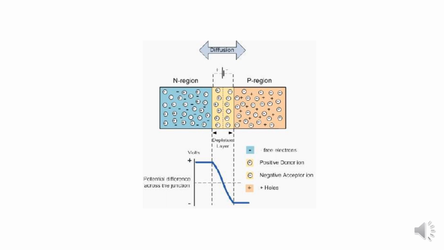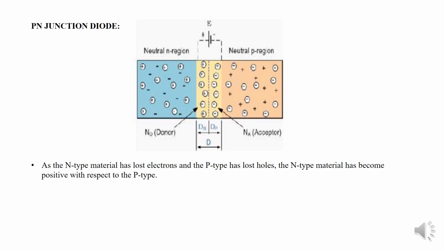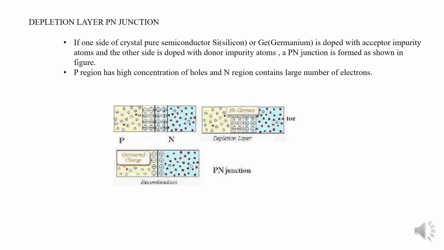The depletion layer has a total width, with a distance dp on the positive side and a distance dn on the negative side. The relationship between the two is dp into NA equals dn into ND, in order to maintain charge neutrality, where NA and ND are the concentrations. This is the depletion layer of the N-type.